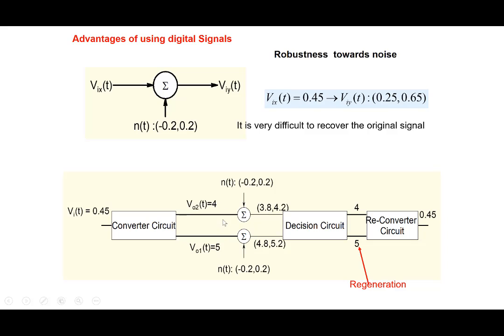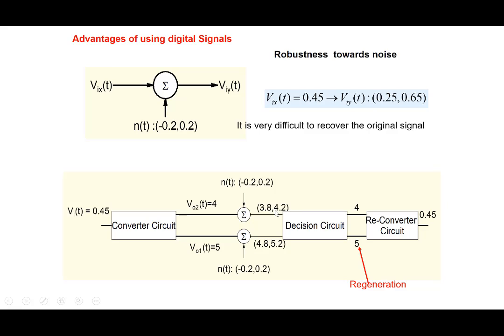So this is 4 and 5. The signal is corrupted to 3.10 and 4.2, but we are able to regenerate the digit that is there, because all we need to do is look at which digit it is closest to. And despite this presence of noise, we can easily see it is closest to 4.